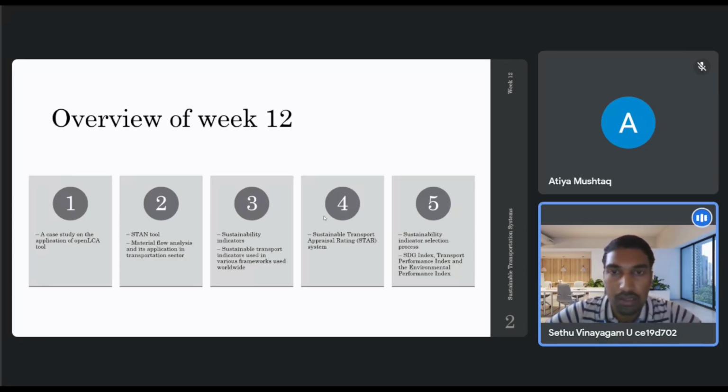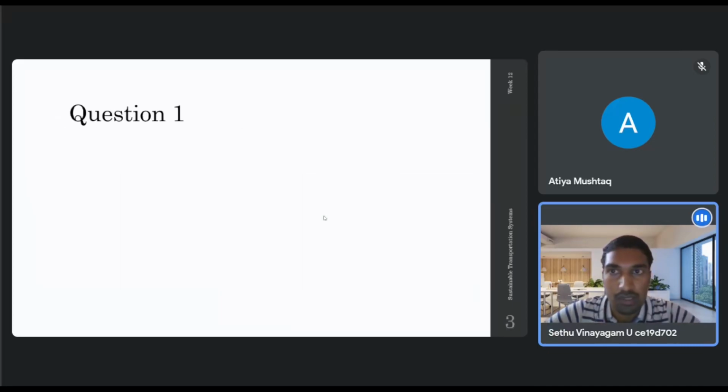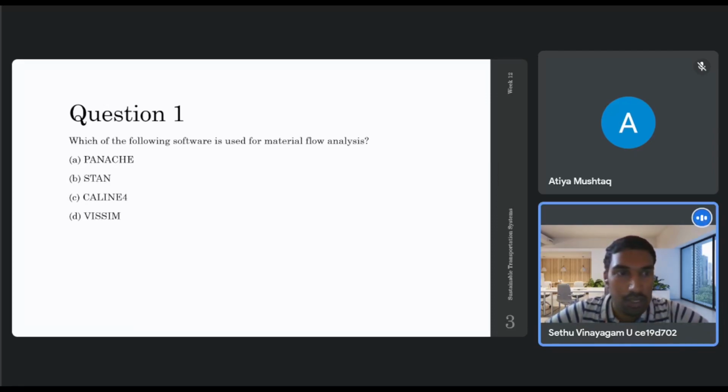Okay, with respect to these concepts, let's look at some questions. The first question is, which of the following software is used for material flow analysis? The options are Panache, Stan, Caline 4, and Listen. So we'll have polls. Okay, the poll is launched. Whenever you are ready, you can answer the poll.